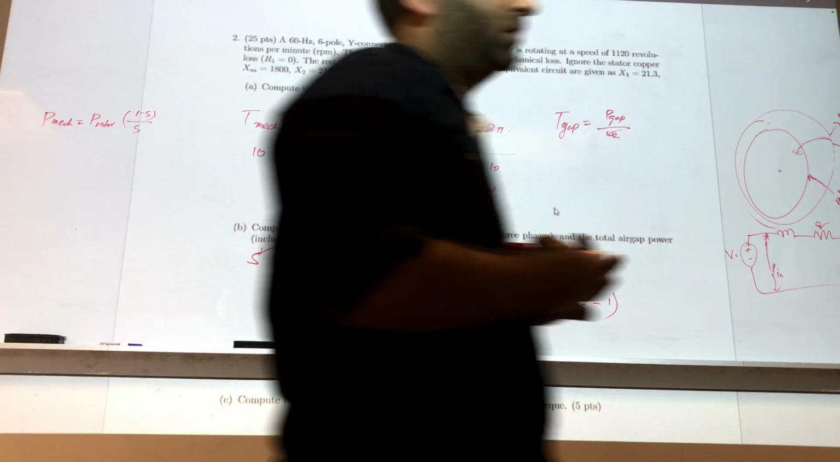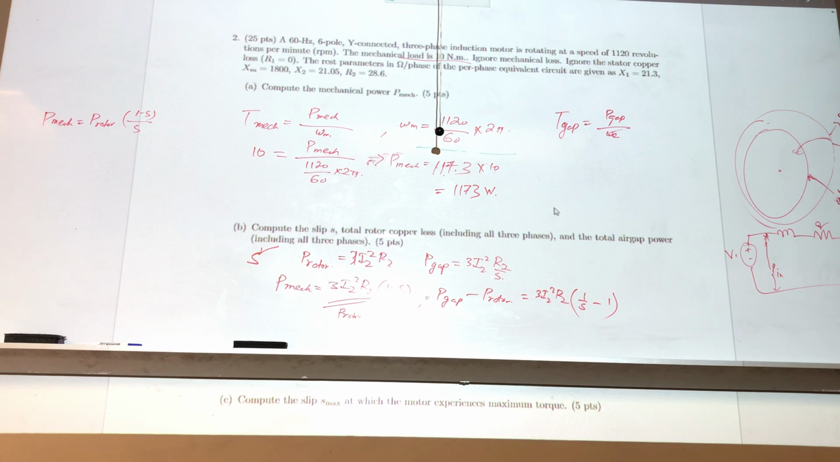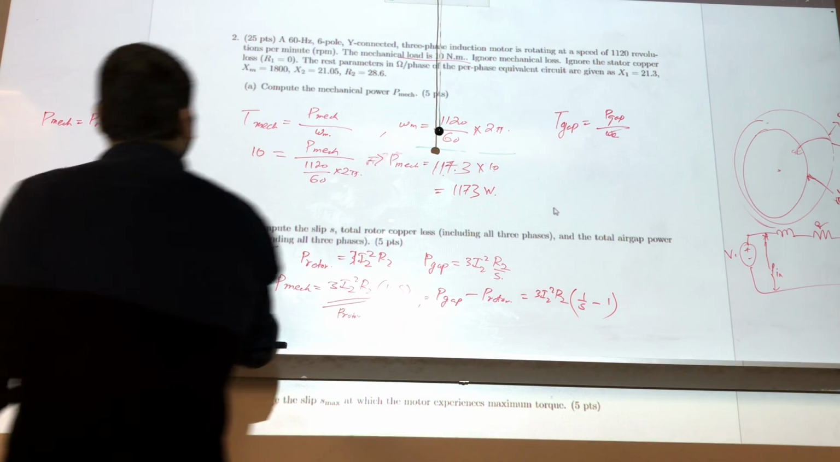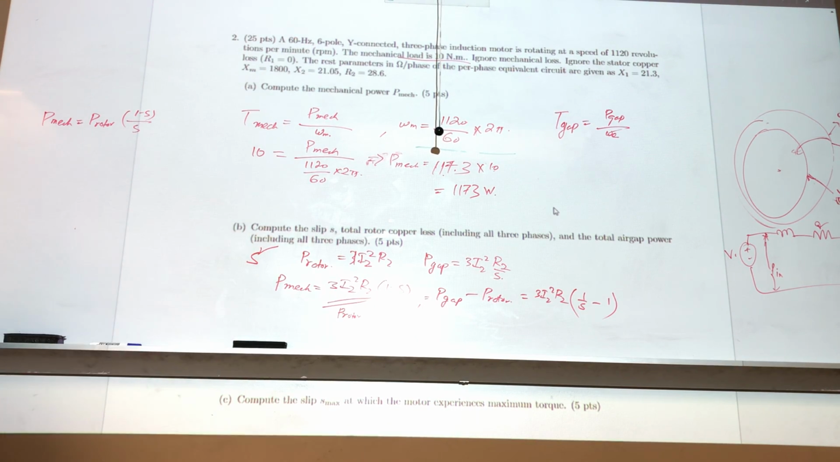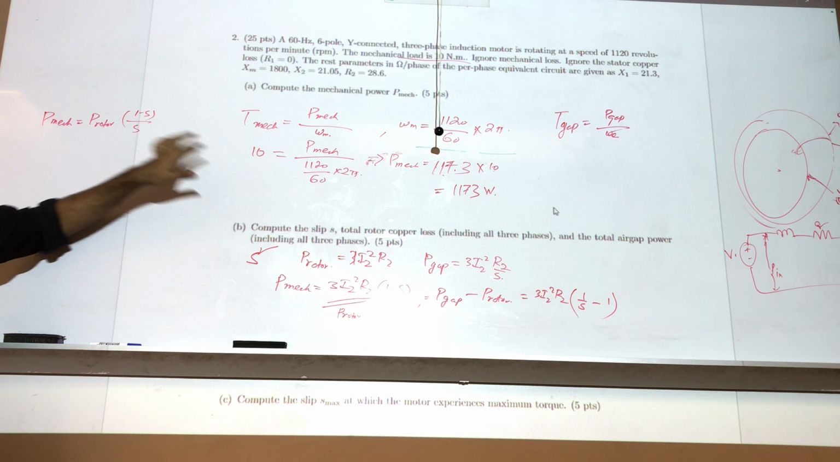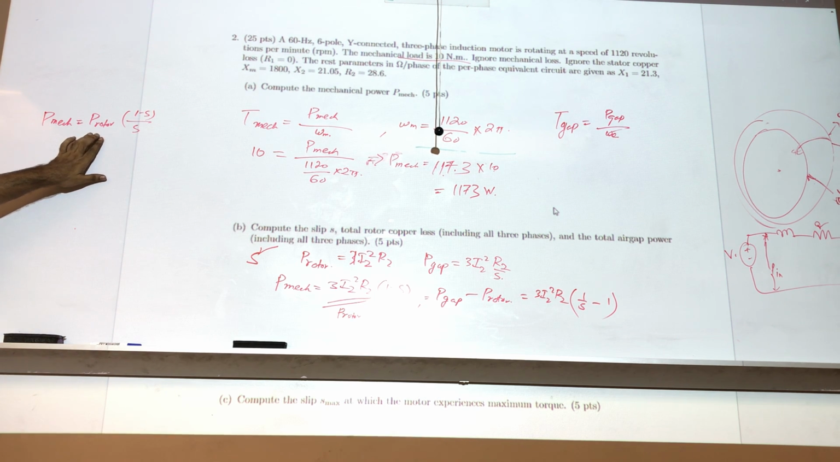So to find the slip, we're going to use the 60 hertz with 6 poles to get the synchronous speed. And we have the motor speed, which is 1120. And when we find the slip, just plug it in. Yeah, exactly. So you can find the slip from here because you have the 6 pole and 60 hertz. Once you find the slip, you can find the Pmech. You know the Pmech, so you can find the P rotor. Right? Any question?